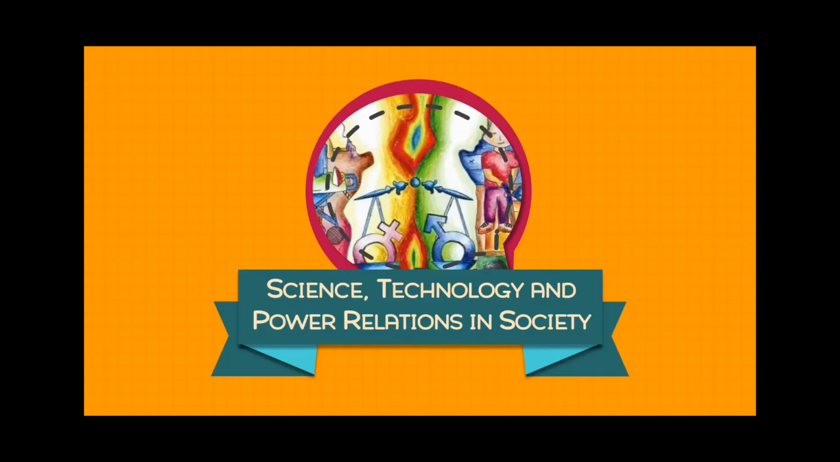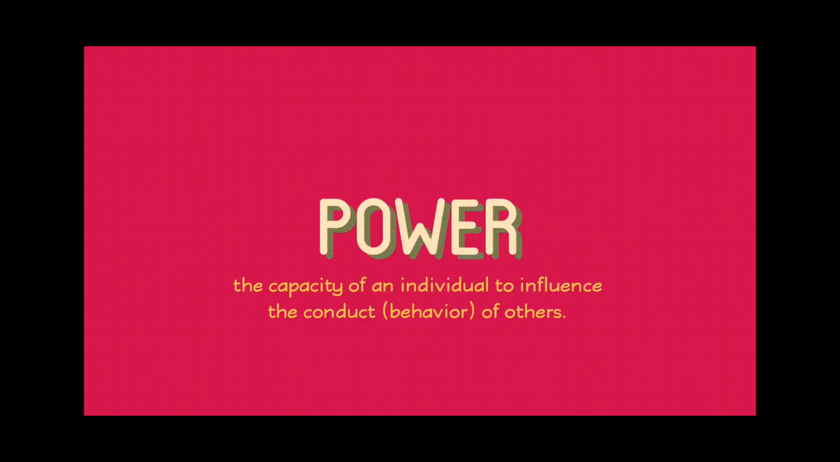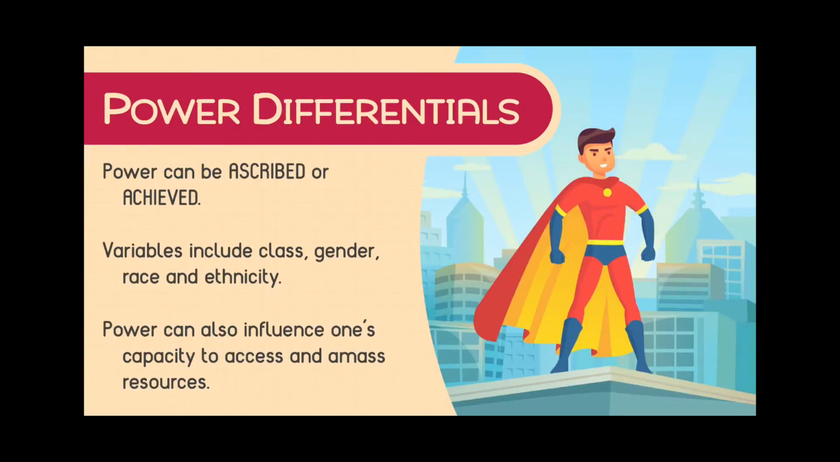Now let's talk about science, technology, and the power relations to society. Now, when we talk about power, this is the capacity of an individual or group of individuals to influence the conduct or the behavior of other people and groups. So, in a society, a person can be ascribed a power or could achieve the power. Like, for example, ascribed meaning you're born with it. For example, you are a white male born in an upper class family, then that is a power that's ascribed to you because there's so many privileges of being white, being male, and being in an upper class family.